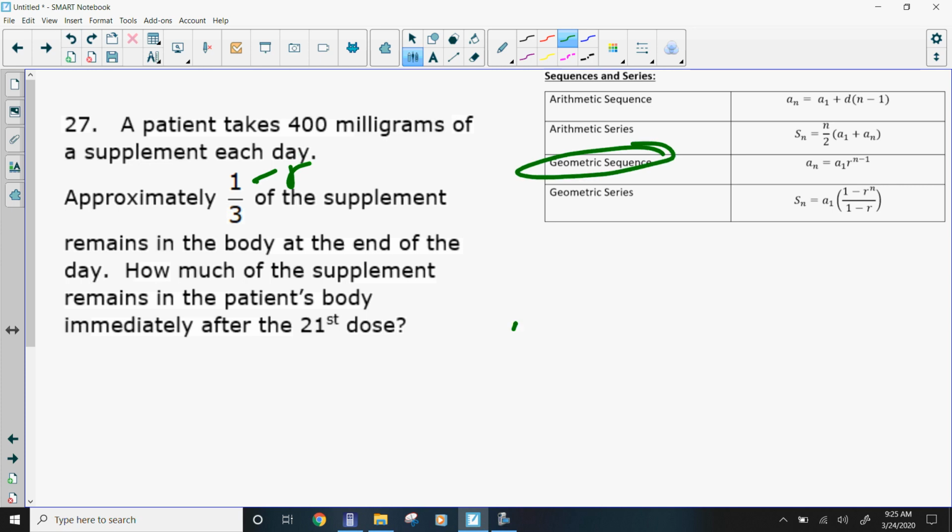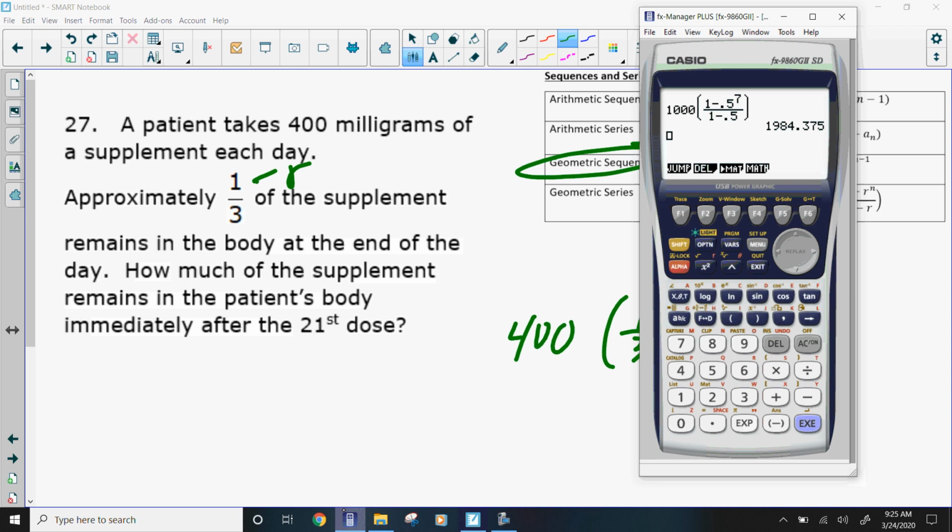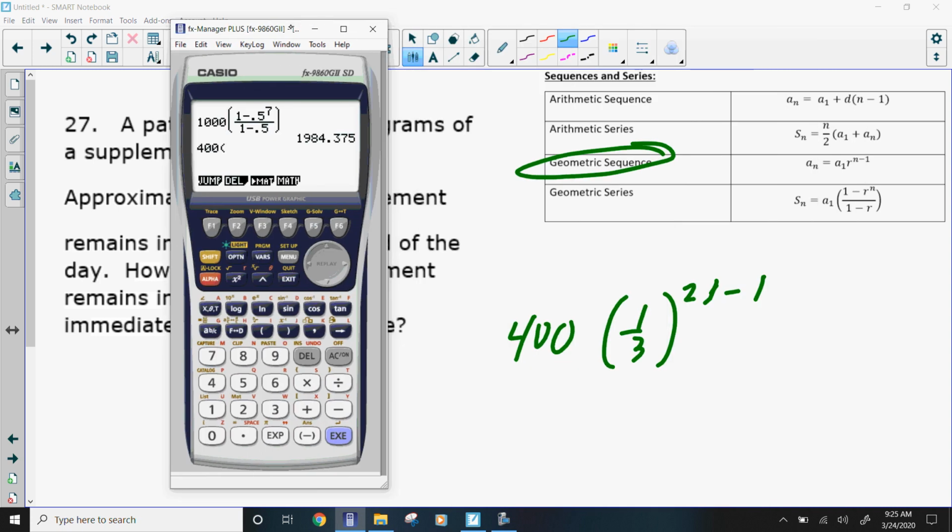So the first amount is 400, and we've got the one third, and we're going to do this for 21 days. So it's 21 take away one. So we've got 400. Again, we're using this formula because we don't want to know how much is taken after 21 days. We want to know how much there is left after 21 days. So there's a difference there. So I can put the one third in the parentheses here, and then raise it to the 21 minus one power, which is basically 20.